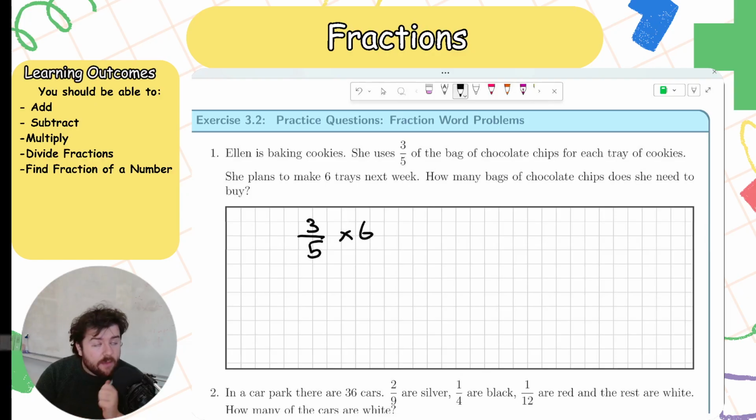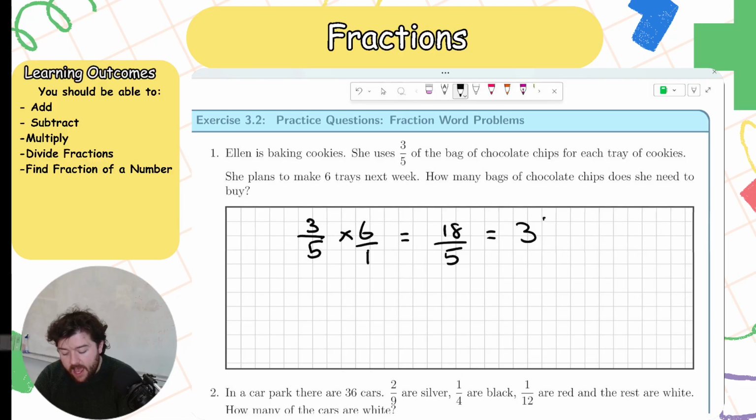And I can still apply my fraction multiplication here. 3/5 is 3/5, but 6 can be written as 6 over 1. Top by top, bottom by bottom. 3 times 6 over 5 times 1. How many bags does she buy? Well, she can't buy 3/5 of a bag, can she? So she buys 4 bags.